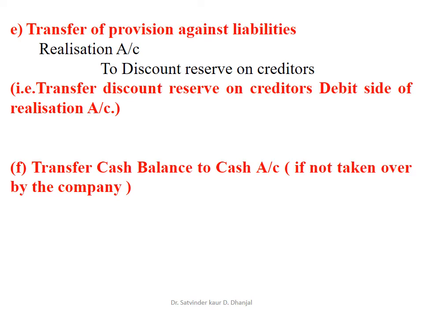And F is transfer cash balance to cash account. We are going to prepare a separate cash account and we are going to transfer the cash balance to this cash account on the debit side as to balance brought down. And if it is not taken over by the company, that is only transferred to the cash account. So the step 2 is very easy. It is the same as we used to do in the dissolution of firm chapter. So step 2 is transfer of balances.